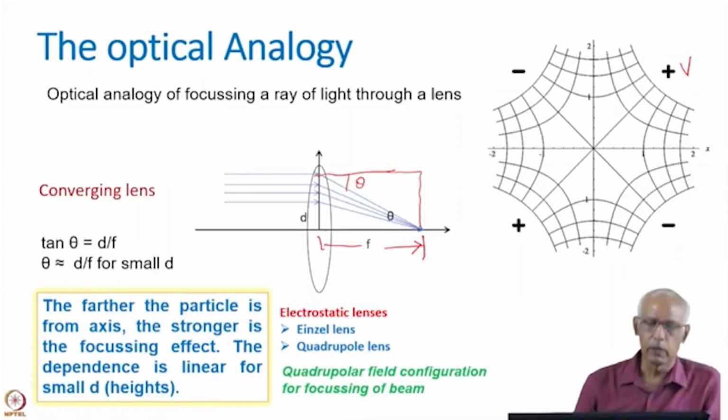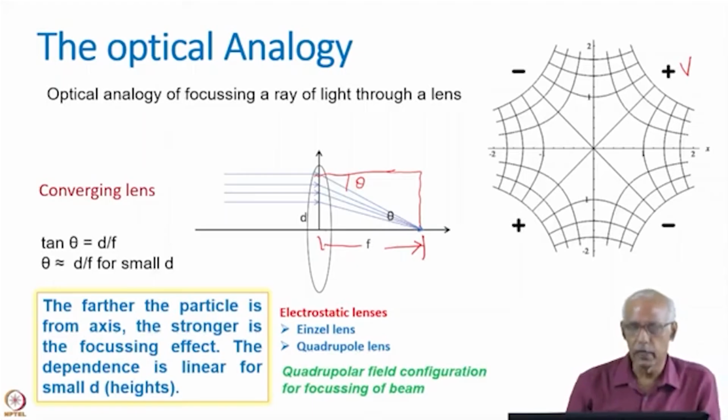So the farther the particle is from the axis, the stronger is the focusing force, and therefore it depends linearly on the small distance d from the optic axis. Now, in electrostatic lenses, there are two types, as I mentioned. One is called the Einzel lens, and the other one is called the quadrupole lens, the electrostatic quadrupole lens.